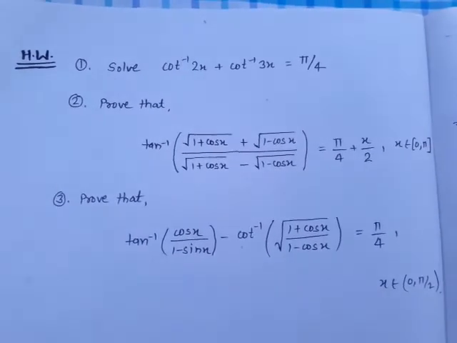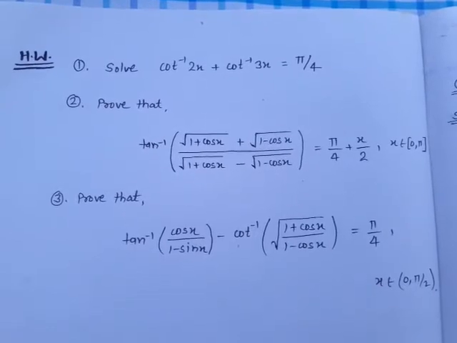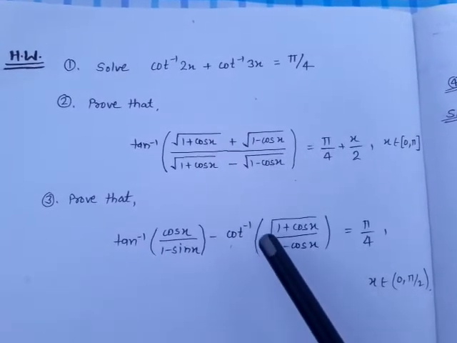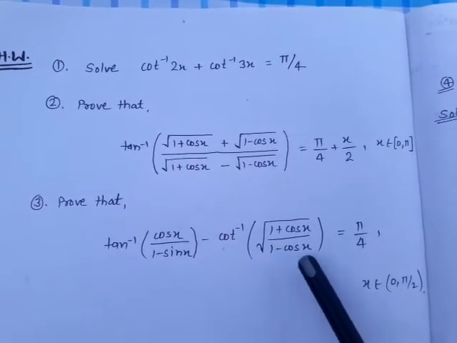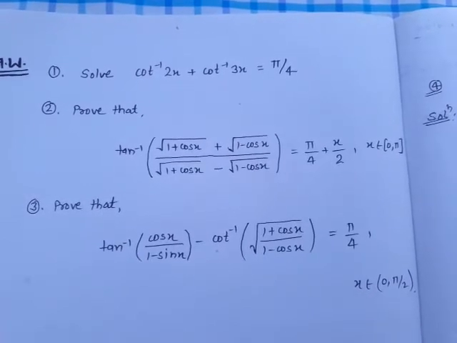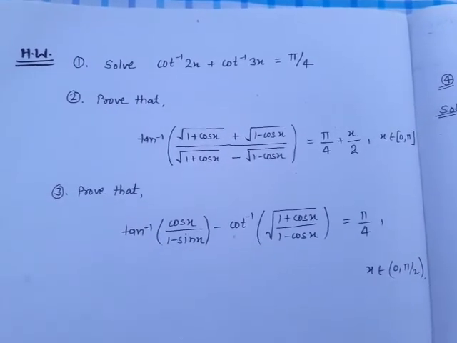And the third one, prove that tan inverse of (cos x upon 1 minus sin x) minus cot inverse of (root of (1 plus cos x) upon (1 minus cos x)) is equal to pi by 4, where x belongs to 0 to pi. On the basis of today's lecture you can solve this homework.